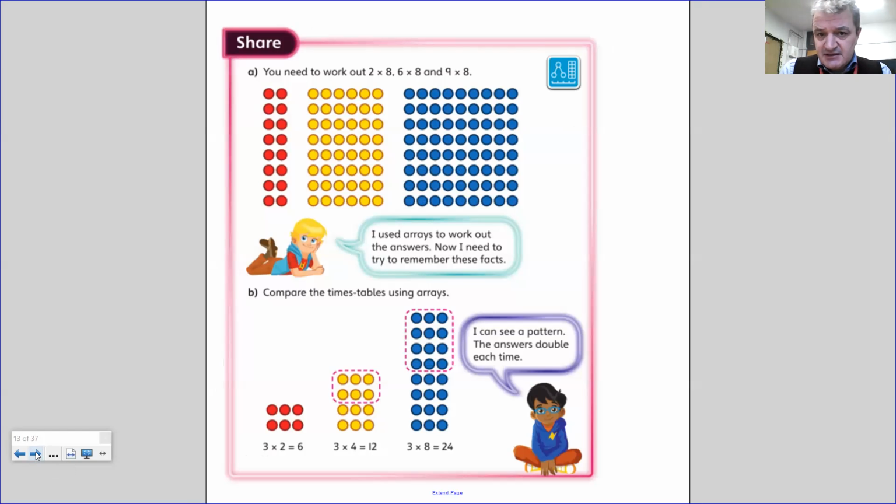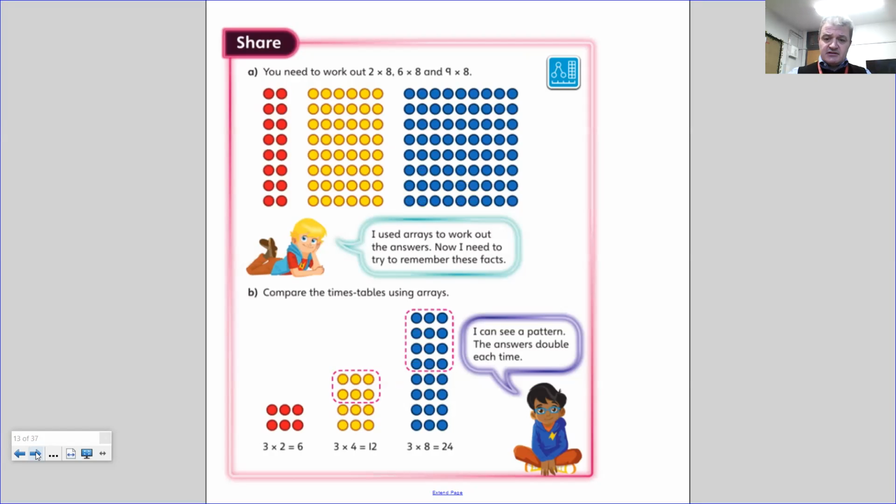Okay, here we've got some simple arrays represented: 2 times 8, 6 times 8, 9 times 8. Of course, you could do dots, 9 lots of 8 dots, and then you could count the dots, and you get 72. 6 times 8, yes, 6 lots of 8, 48, 2 lots of 8, 16. Okay, you can do that, but the more efficient way of working out the 8 times table is knowing your times tables, basically. Know your times tables is really, really simple.